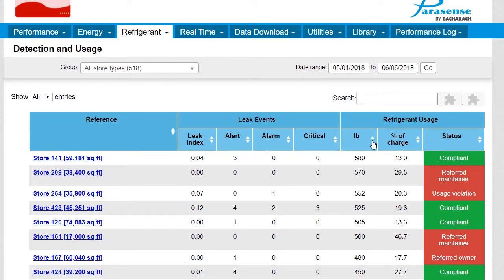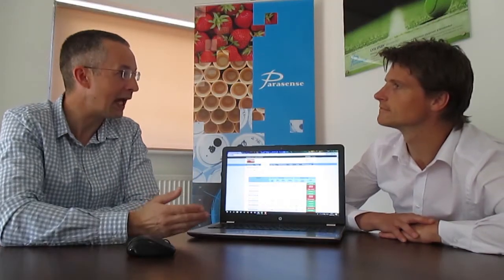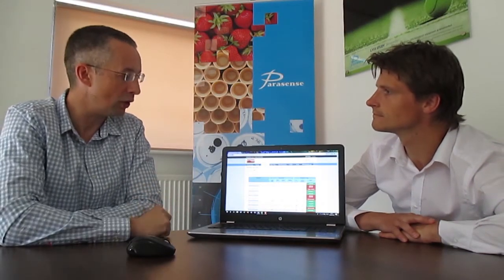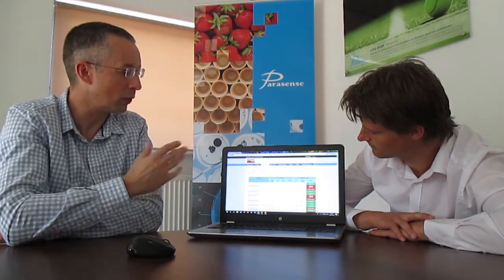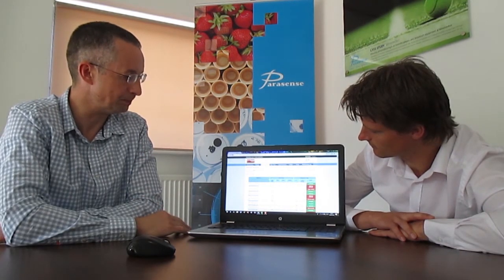We also have a status side here. You can see some red and green there. That's helping on the compliance side for your refrigerant usage. So this is for EPA, CARB or F-gas in Europe, or other regulations and more stringent rules that are coming out. It tells you where you are on that journey. So it's a quick way of sorting through that information.